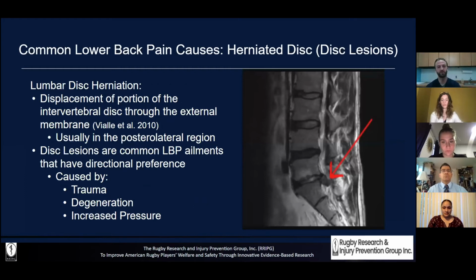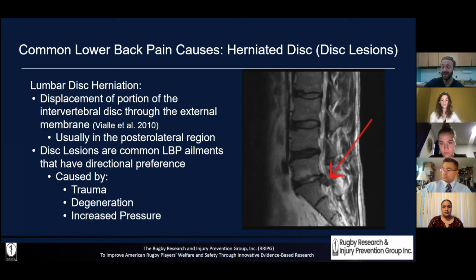Common causes for lower back pain, herniated discs, right? I see a ton of that stuff. It's the disc we talked about being that cushion in between the vertebrae. Sometimes the nucleus, the little jelly in the middle of that donut, can extend past the membrane and out of the annulus. That's where it herniates and can press on some nerves that are leaving. Disc lesions are common low back pain ailments.